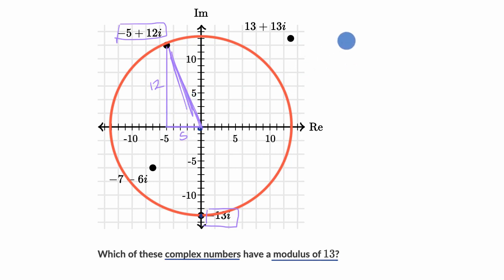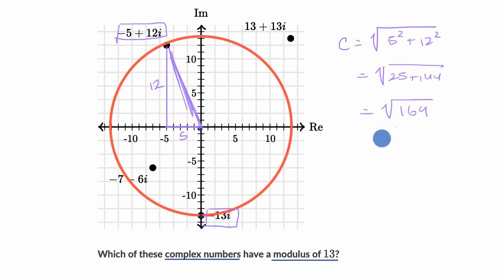And so we know that the hypotenuse is going to be the square root of 5 squared plus 12 squared, which is equal to the square root of 25 plus 144, which is equal to the square root of 169, which indeed does equal 13. So I like that choice as well. And we can see visually that none of these other points that they already plotted sit on that circle, so they don't have a modulus of 13.